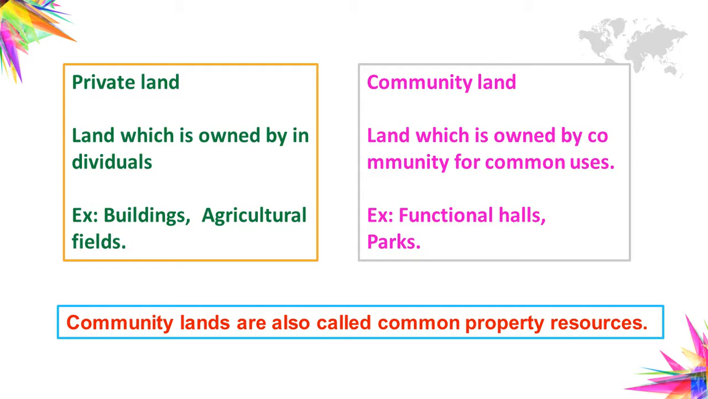The land which is owned by the community for common uses is called community land. For example, function halls, parks, picnic spots, etc. Even orchards also, because these can be utilized by everybody in the community. Such community lands are also called common property resources.